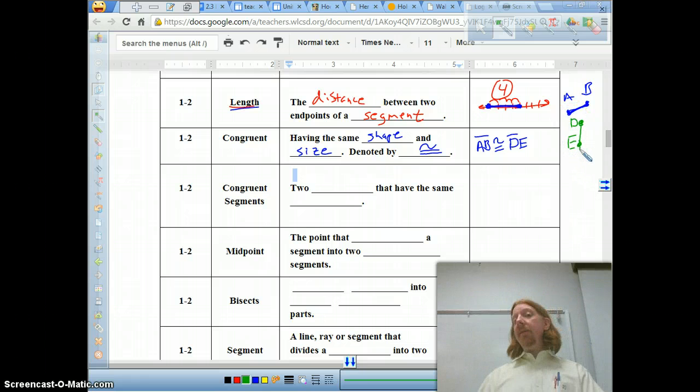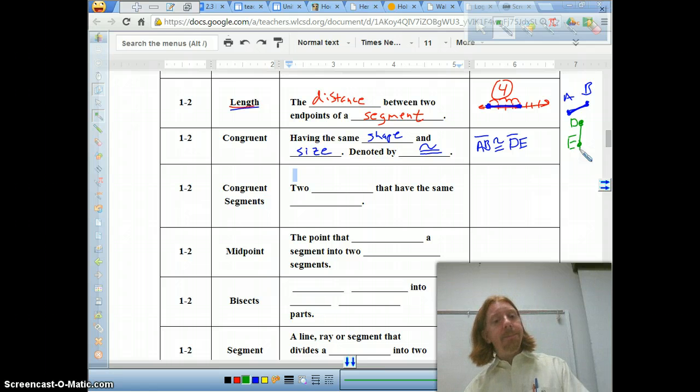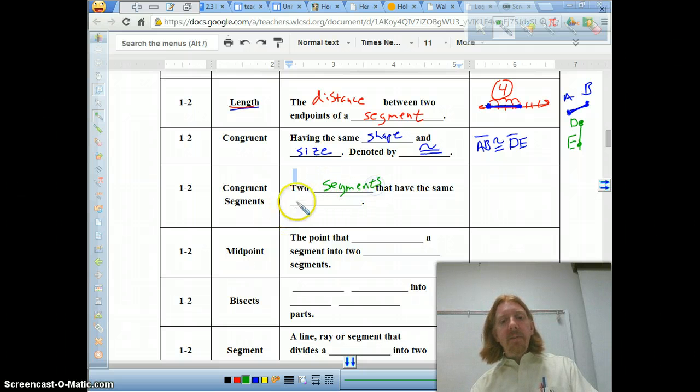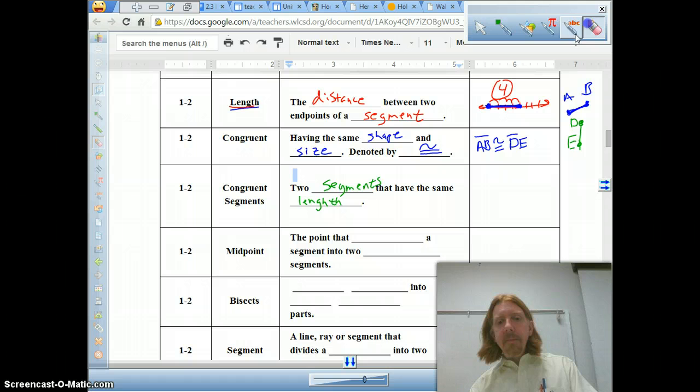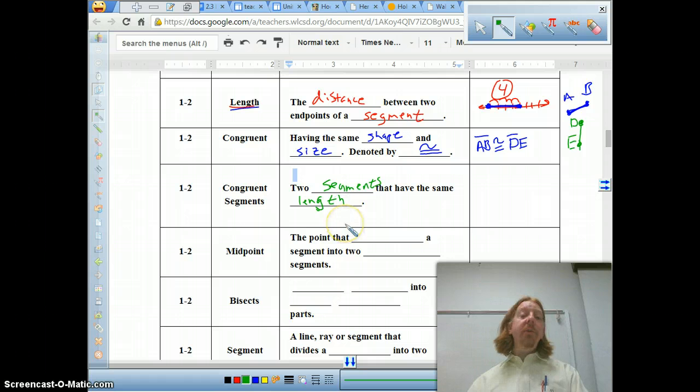Now they don't have to be oriented the same, they can be twisted. The important thing is that if I were to move one so it overlaps the other, they perfectly cover each other up. We're going to be doing some explorations with that this week, where we'll actually be seeing if things are congruent by moving paper around to see what overlaps and what doesn't. Congruent segments would be two segments that have the same length. And that's what we used to illustrate length. That's what we use to illustrate congruent.